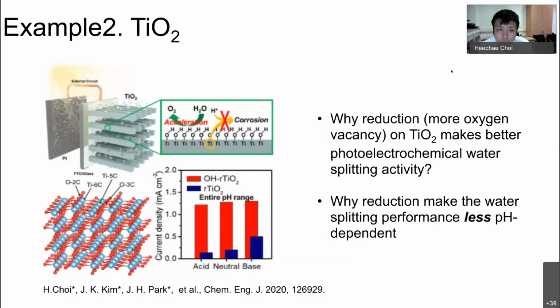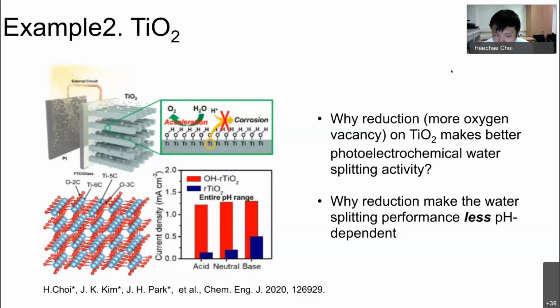But when the OH functional group covers the surface of TiO2, the corrosion does not happen. And the better thing is that the water splitting was accelerated, and it is also beneficial in pH independency. So as you can see in the graph at the bottom, OH-RTiO2 means OH-covered rutile TiO2, and RTiO2 means just a normal rutile TiO2.